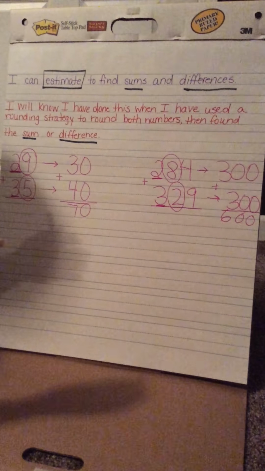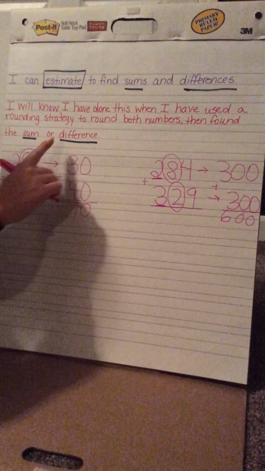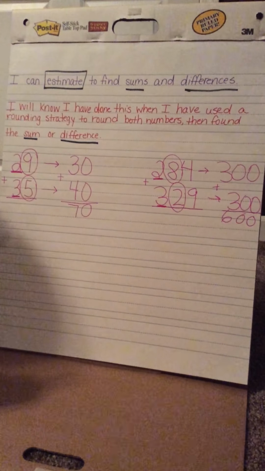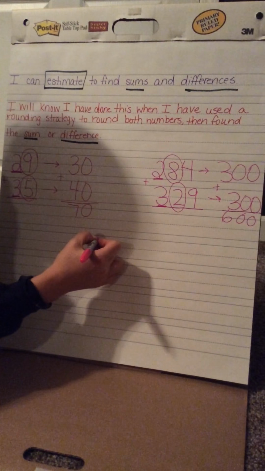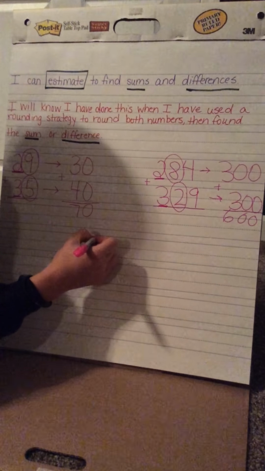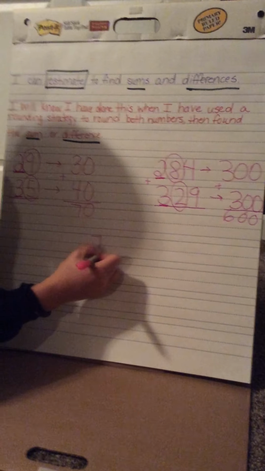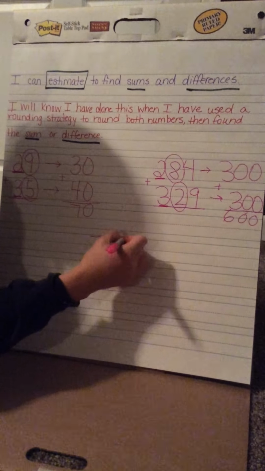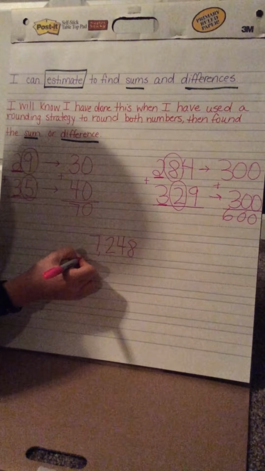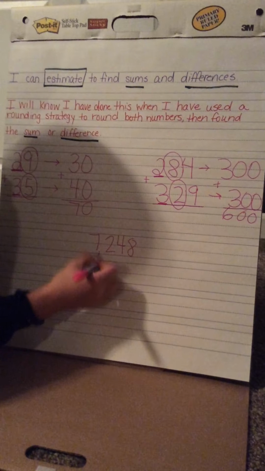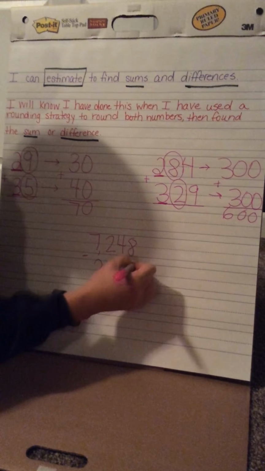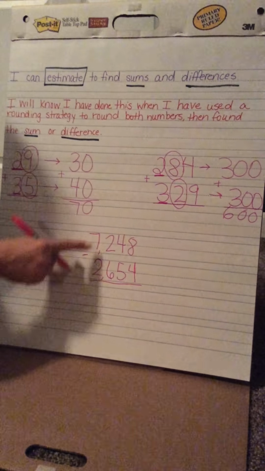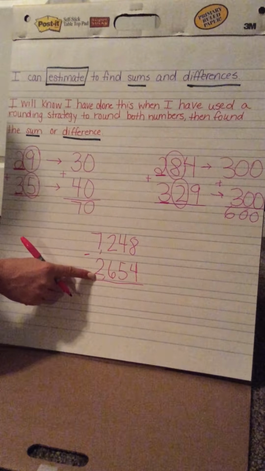So now we're going to do one more together, and this time we're going to find a difference. In this problem, we're going to look at a number that goes to the thousands place. So if I have this number, 7,248 minus 2,654. So now I have numbers that go all the way to the thousands place.